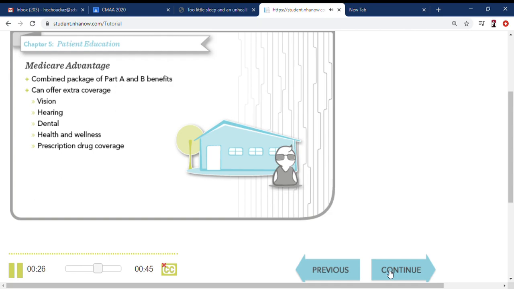Organizations offering MA plans must meet specific requirements from the Centers for Medicare and Medicaid Services, or CMS. The following options are available through Medicare Advantage: health maintenance organizations, preferred provider organizations, and private fee-for-service plans.